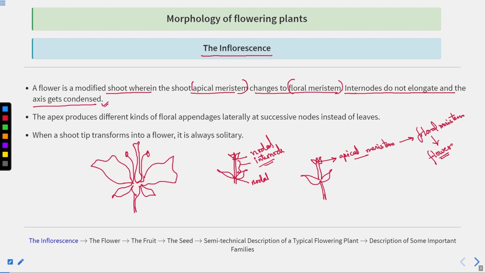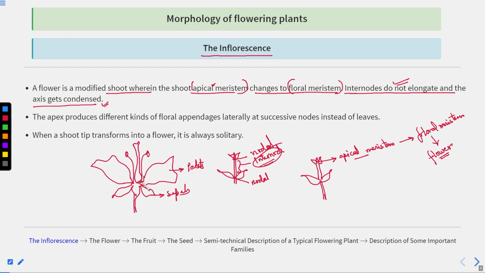Now what we want to see here is the emergence from the apical meristem. The leaf-like part at the apical meristem changes into petals, and the lower one, the sepals. There is a portion in between the petals and sepals, that is the internode. But here the internode becomes very much compressed. The internode does not elongate and the axis gets condensed. So in between the sepals and petals, there must be an internode that got compressed or condensed.